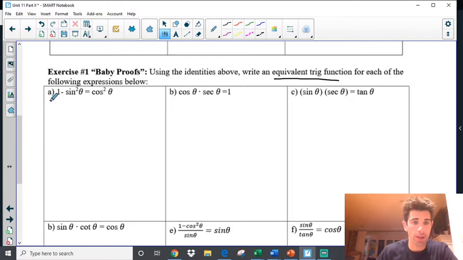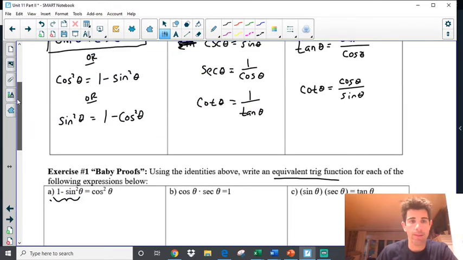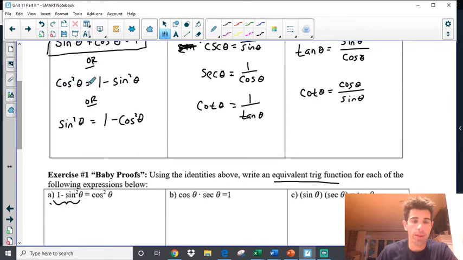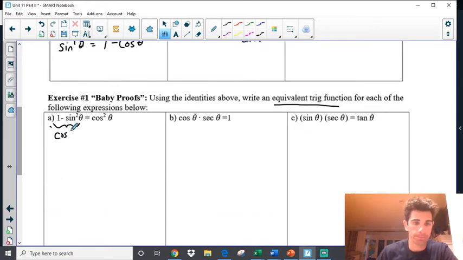So in the end, I could change this. Now if you look, we were talking about that up here. Cosine squared theta is the same as 1 minus sine squared theta. So you could just rewrite that like that instead, and now the two are equal. Or you could play the game vice versa.